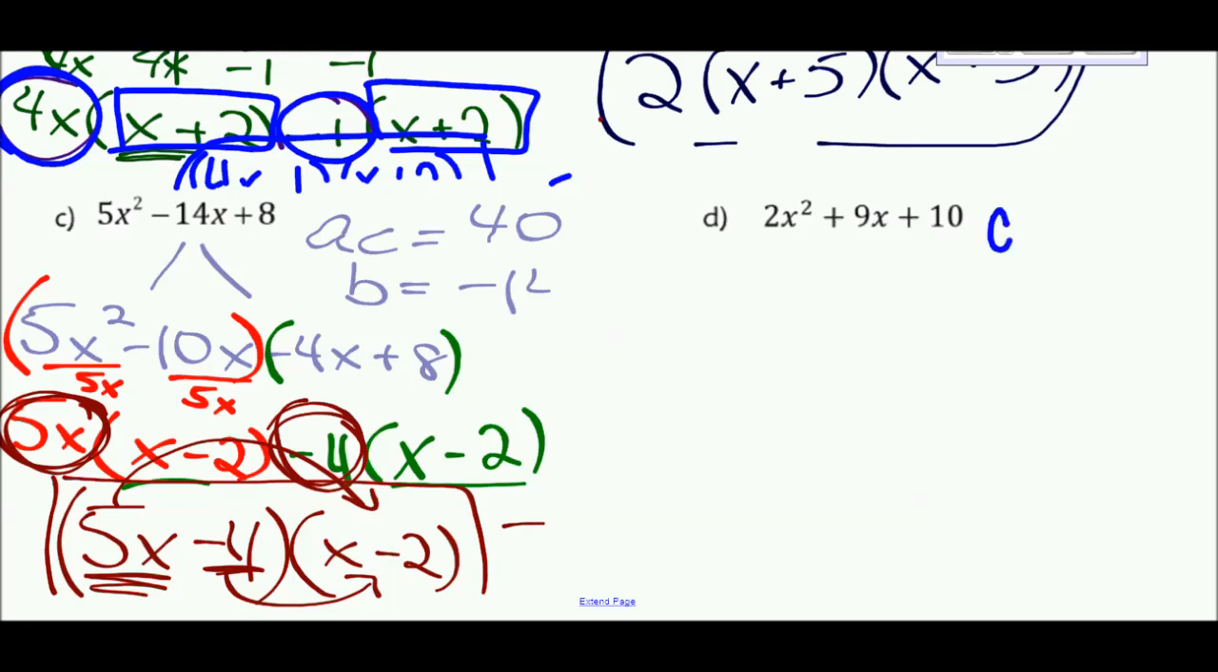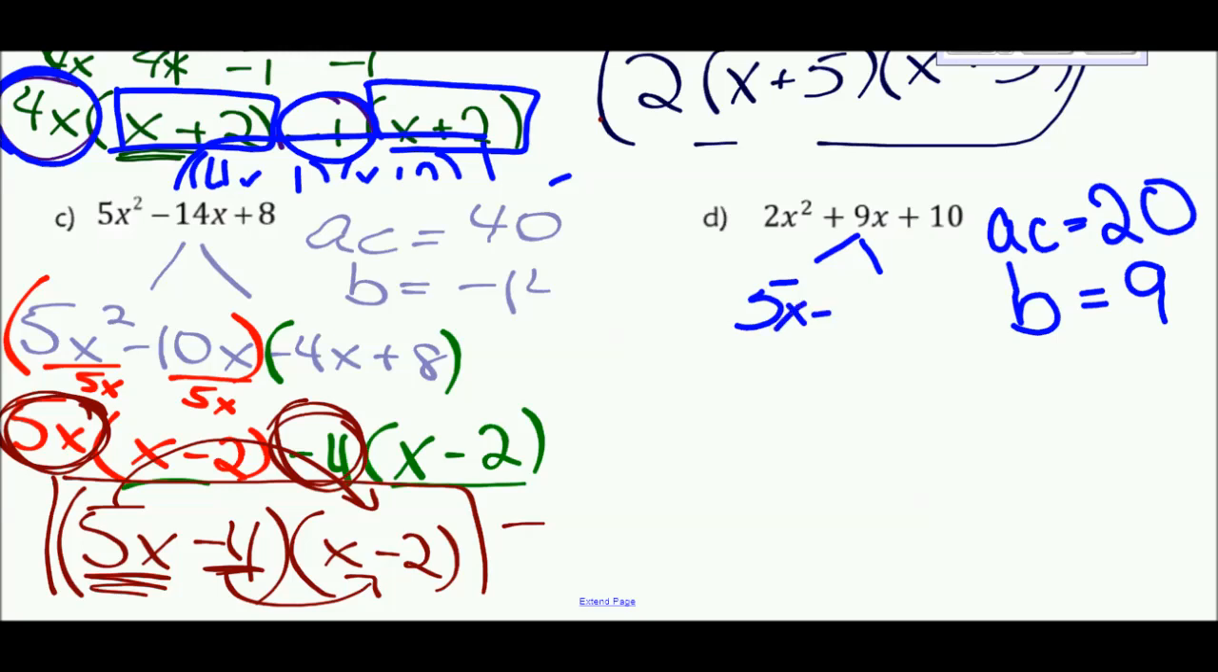What is AC on this one? Yeah, that's what we're supposed to have there. So I have AC, I have B. What's going to multiply to give me a positive 20 and add to give me a positive 9? That's going to split into 5x plus 4x. Nothing else changes at all.